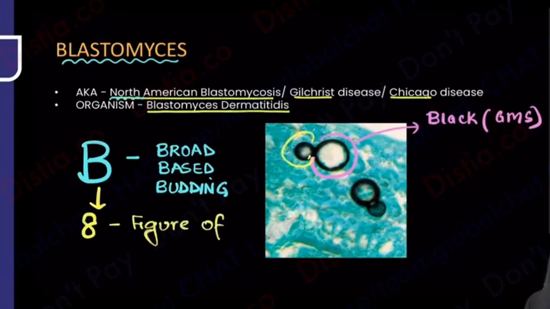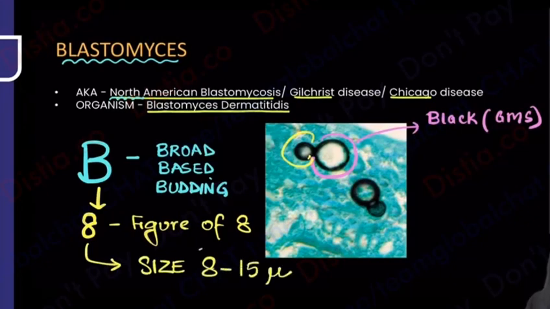That is one very classical catch point about blastomyces. It shows you a figure of 8 appearance, and remember the size is also going to be a minimum of 8 to 15 microns. So even if you don't want to learn everything, at least learn 8. The shape is also figure of 8 and the size is also going to be 8 microns, and B for broad base, B for blastomyces. So everything about blastomyces is B, 8, 8, and that's the way of memorizing it.